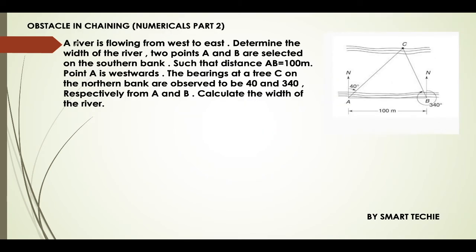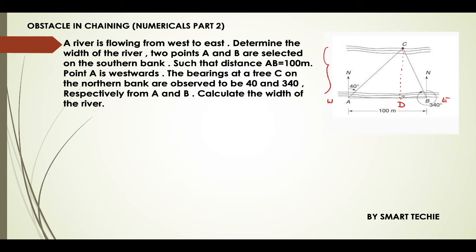So the next numerical: a river is flowing from west to east. This direction is west and this direction is east. We need to determine the width of the river, which is this distance. To find the width, we'll consider a perpendicular at point D, so that we can find the distance CD, which is the width of the river.